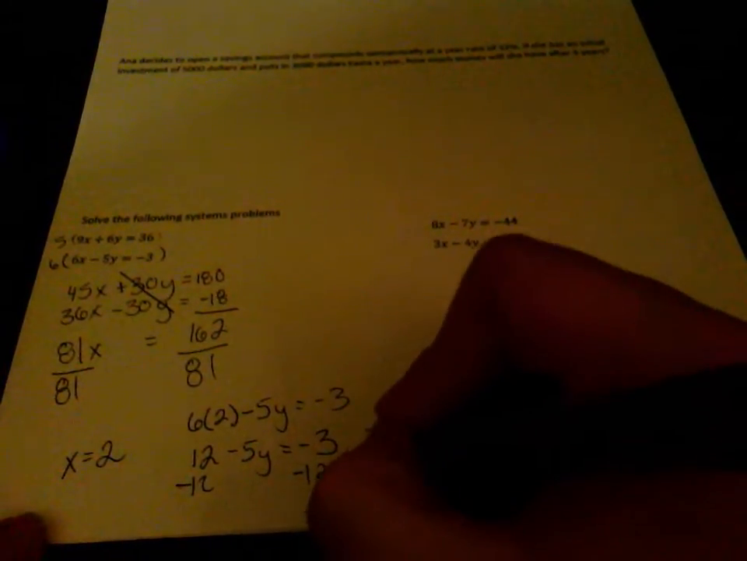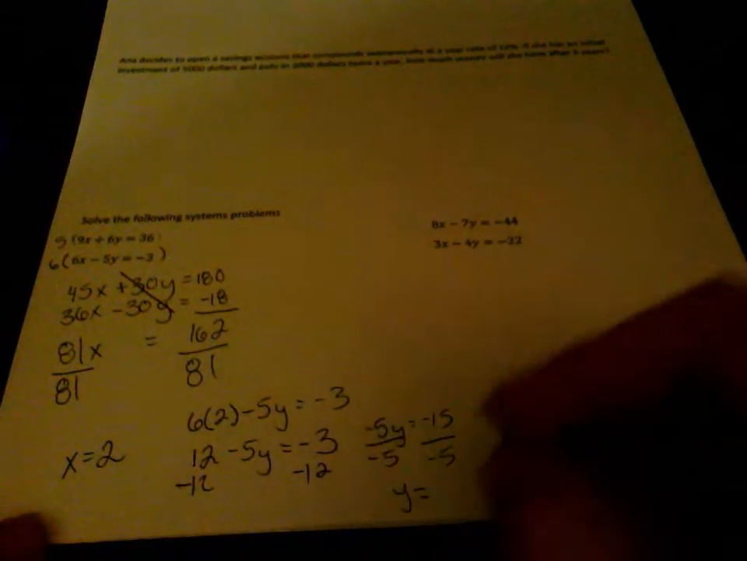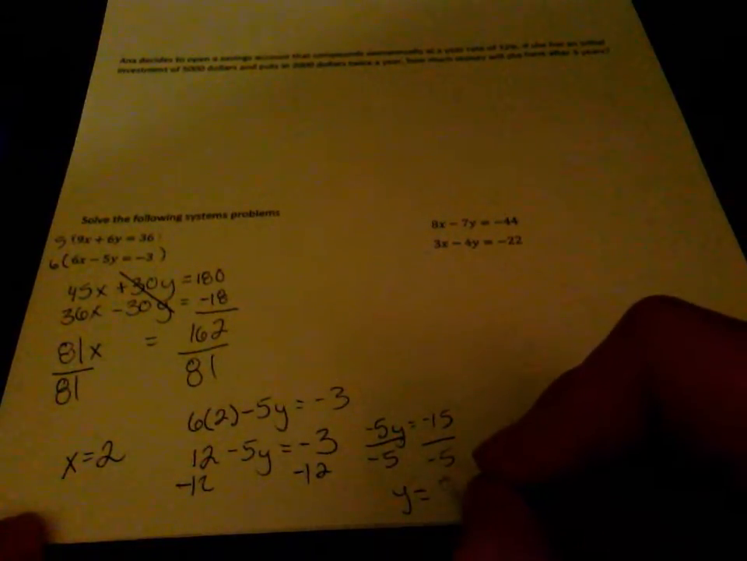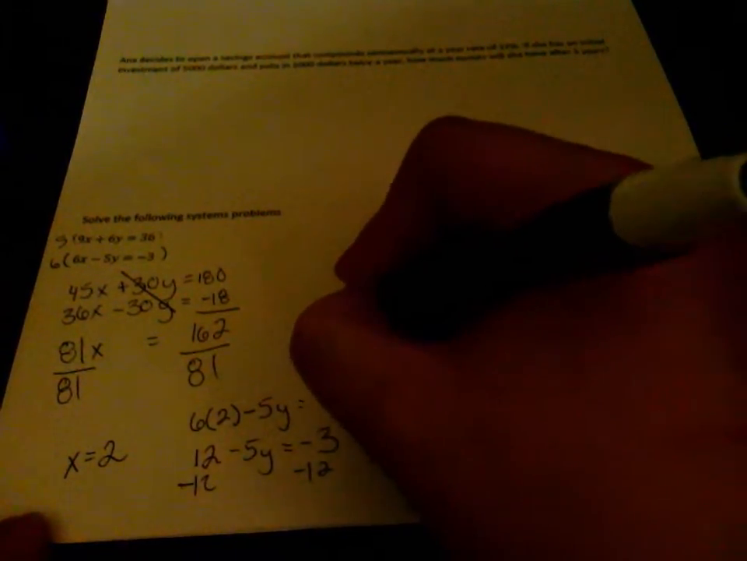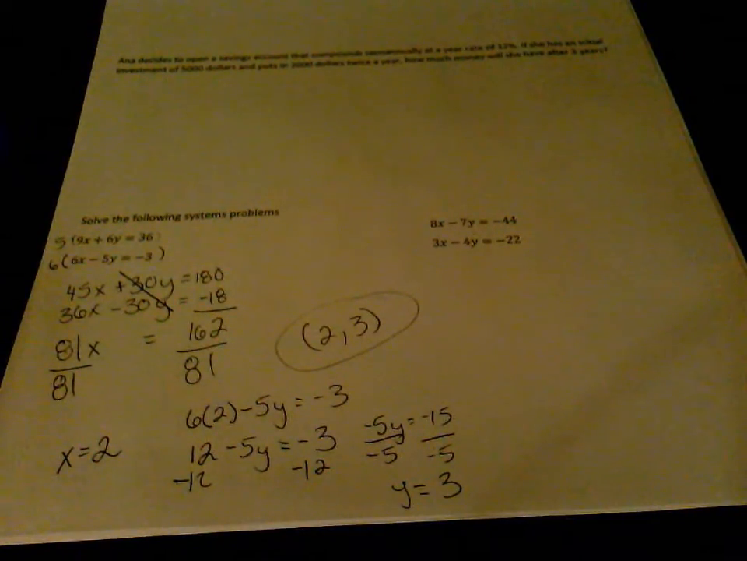My last step is divide by negative 5. Y gives me 3. So my point is 2, 3. This is the point where these two lines cross on a two-dimensional surface. So if I graph those two lines on the map, they're going to cross at 2, 3.